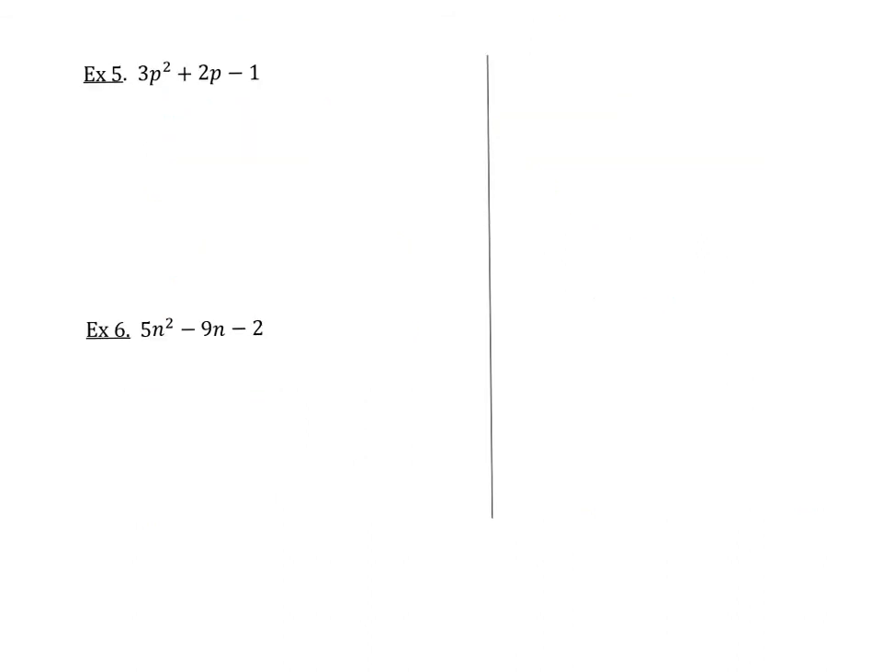Let's try two more. I'm changing the c term to a negative. So 3p to the second plus 2p minus 1. Okay, again, I'm making you do at least two guesses. Okay, so for 3p to the second, let's say 3p times p, or 3p times 1p would also be okay. 3p times p. Okay, for the last term, it's a negative 1. Okay, it is 1 times 1, but one of them has to be negative.